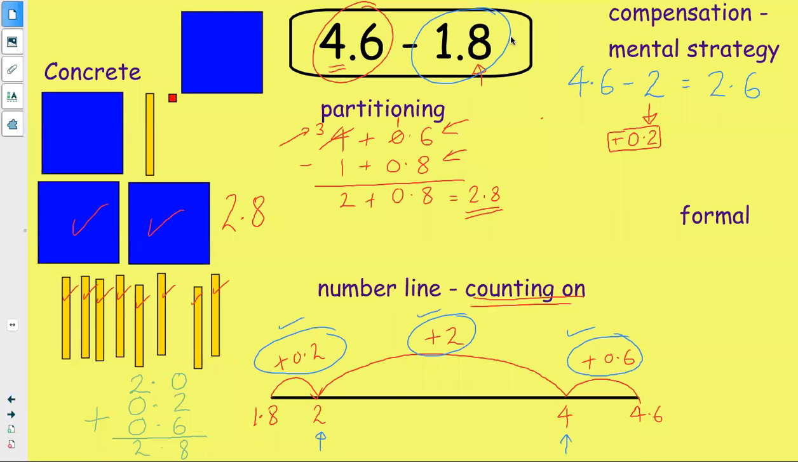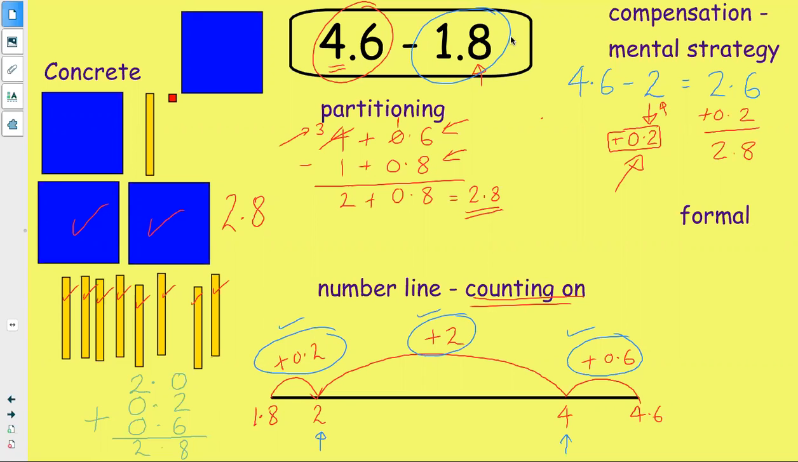Let me just repeat that. So I have added 0.2 to this number here. So I have taken away 0.2 too much. So I need to add on another 0.2 to get my final answer of 2.8.